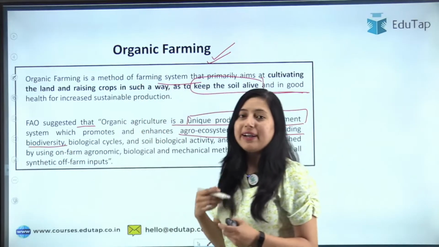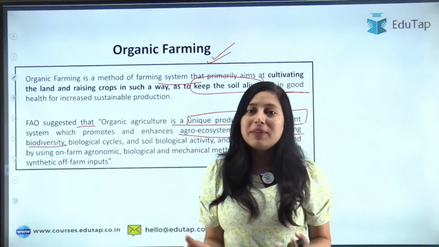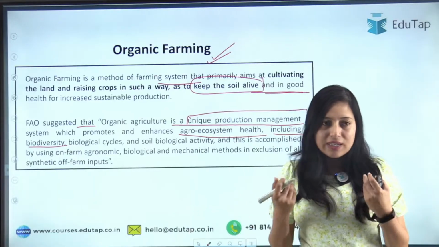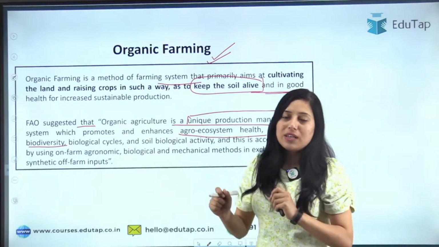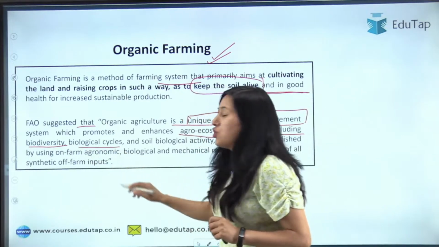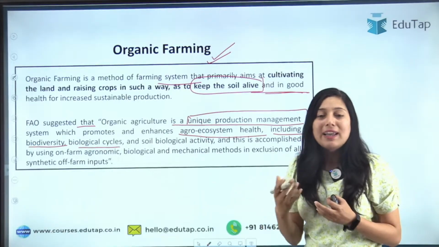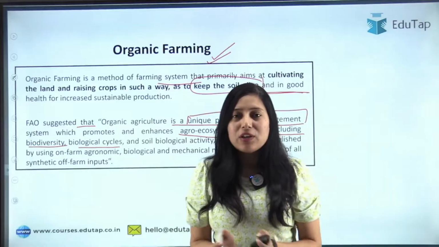We have to include biodiversity. It's not that we can do only monoculture or only the crops that are providing good returns. We do not only have to support or produce them. We have to ensure good biodiversity, and we have to ensure that we are maintaining all the biological cycles, be it the carbon cycle, be it the nitrogen cycle that is happening in the atmosphere.